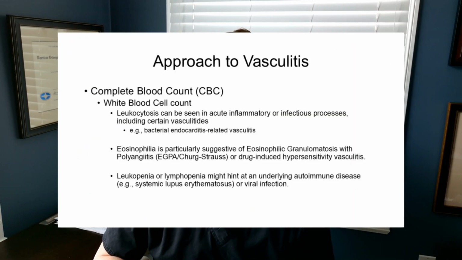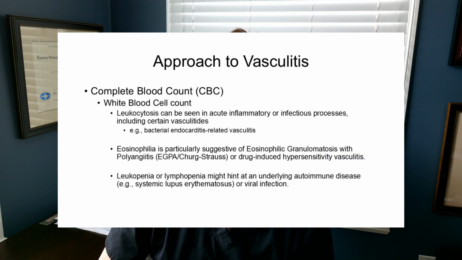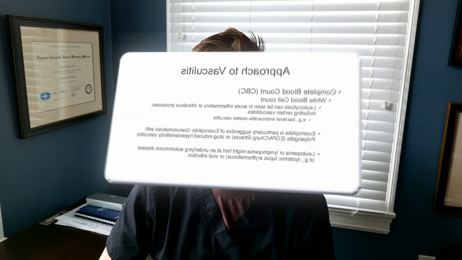Leukocytosis can indicate acute inflammation, possible infectious process. Things like bacterial endocarditis can present with vasculitis. Eosinophilia is obviously associated with eosinophilic granulomatosis with polyangiitis. It's right in the name. Things like leukopenia sometimes can point to an underlying autoimmune condition or possibly viral infections.